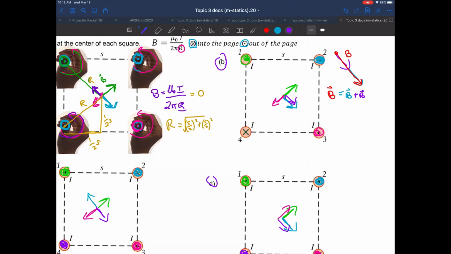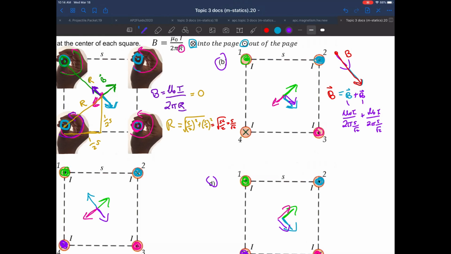And if we want to know, let's just go ahead and find this R value really quick. So R is, that's S squared over 4 plus S squared over 4, which is S squared over 2, and then the square root of S squared over 2 is just S over root 2. And so our B's are each mu naught I over 2 pi S over root 2, plus another one, mu naught I over 2 pi S over root 2.